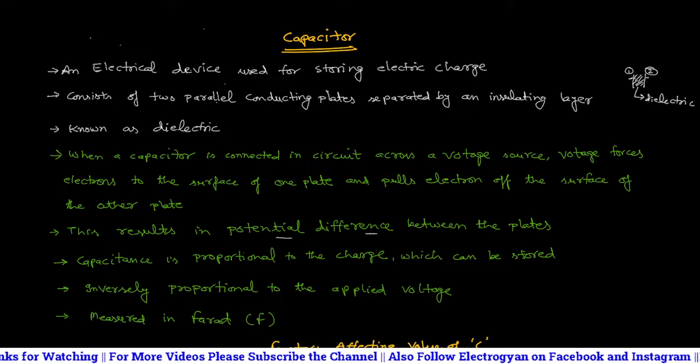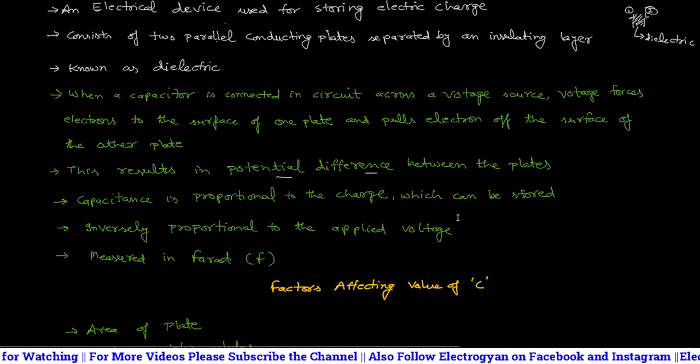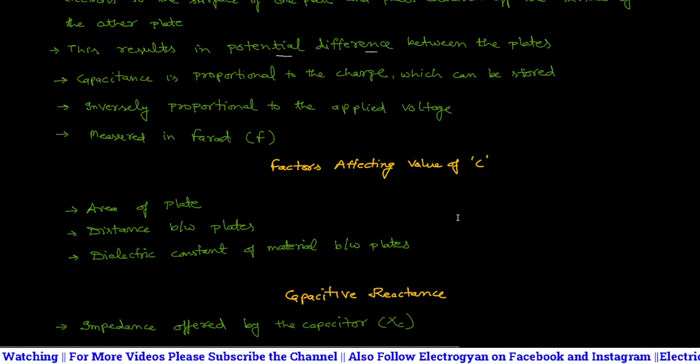Now this capacitance is proportional to the charge which can be stored and inversely proportional to the applied voltage, and this capacitance is measured in farads. Inductance is measured in Henry and capacitance is measured in farad. You can add unit prefixes like milli, micro or nano. So if its value is in milli, then it will be millifarad, or microfarad or nanofarad.